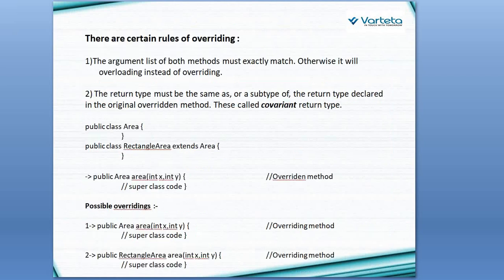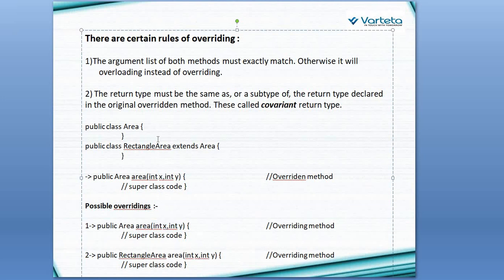So there are certain rules for overriding methods in Java, and we will understand them one by one. First of all, the argument list of both methods must exactly match. Otherwise, it will be overloading instead of overriding. That means the argument list here should be the same as the argument list in the subclass method. Then only it is overriding. Otherwise, it will be considered an overload.